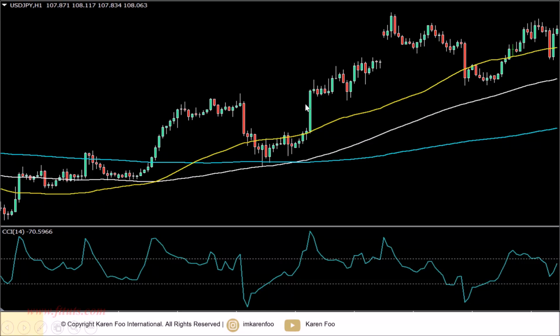You can see a big green candle over here, so it just means that the bullish momentum is strong in this case, because this is just the beginning of a bullish trend. 50 SMA just crossed above 100, and 100 just crossed above 200 recently. So you can see price continue to go up from there.